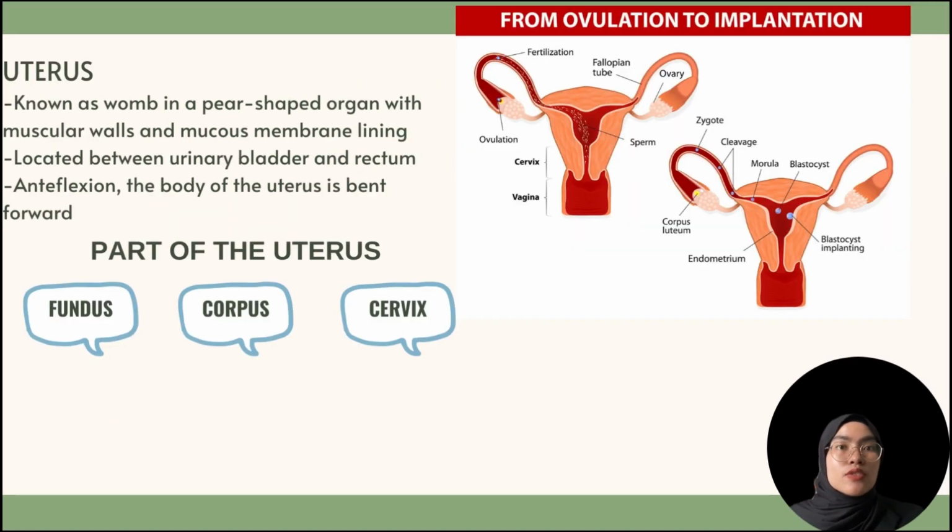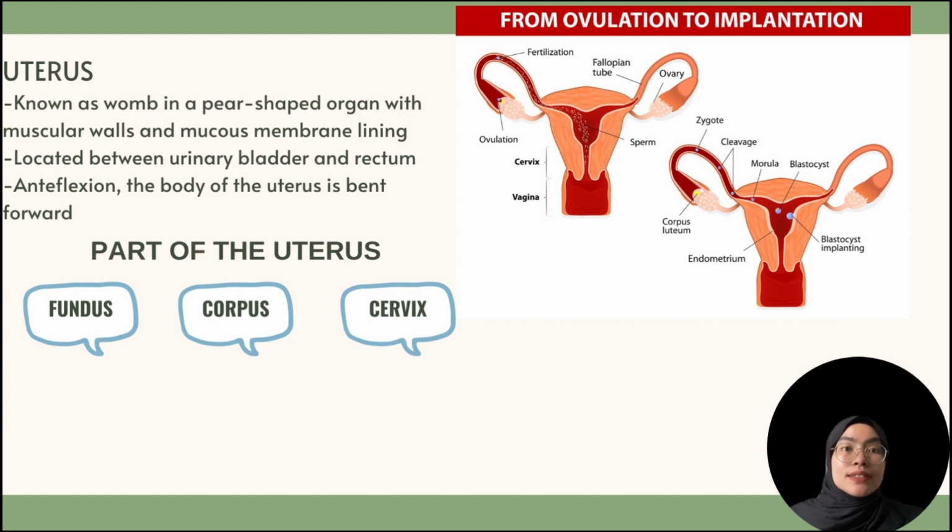Next is the uterus. The uterus is also known as the womb, a pear-shaped organ with muscular walls and a mucous membrane lining filled with a rich supply of blood vessels. The uterus is located between the urinary bladder and the rectum and midway between the sacrum and the pubic bone. In its normal position, which is also known as anteflexion, the body of the uterus is bent forward.